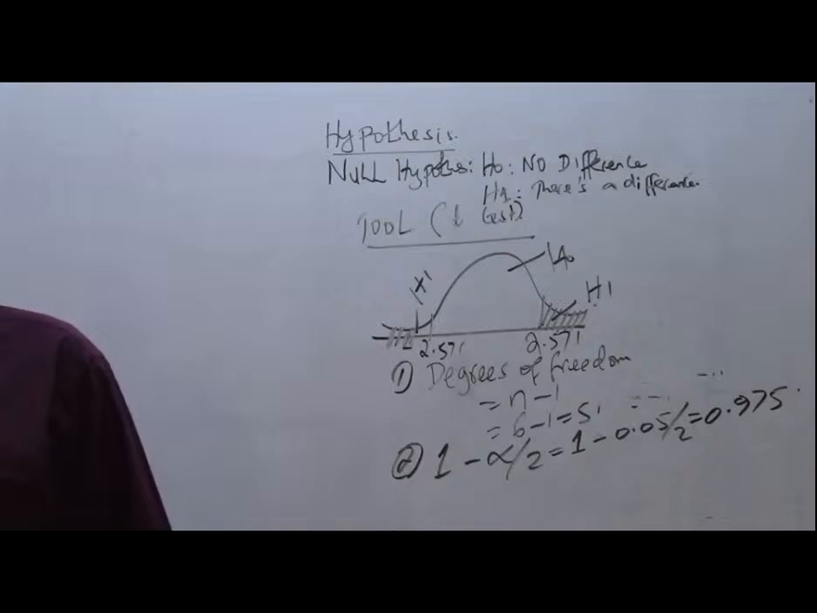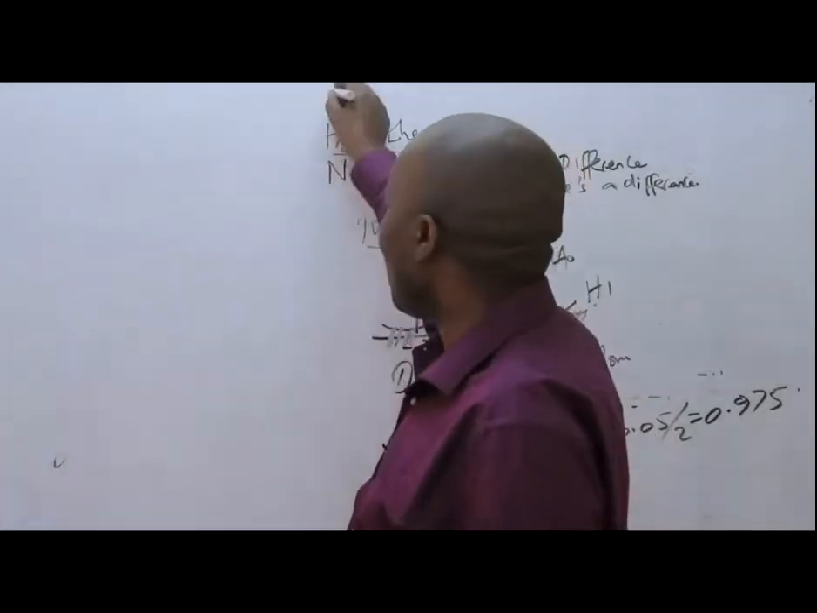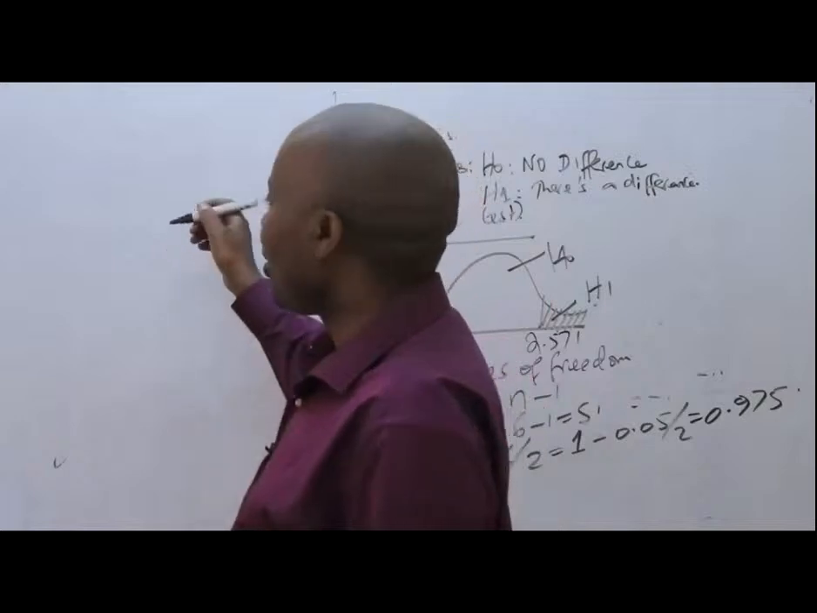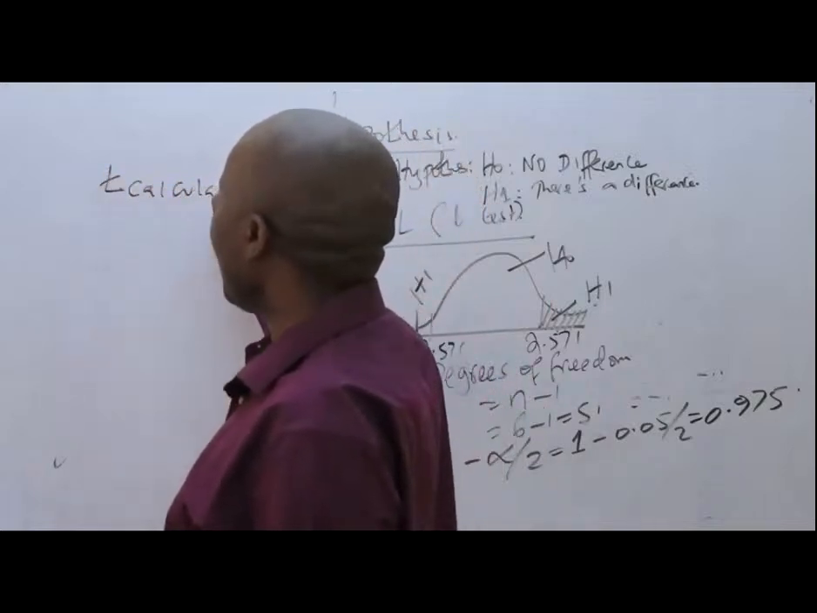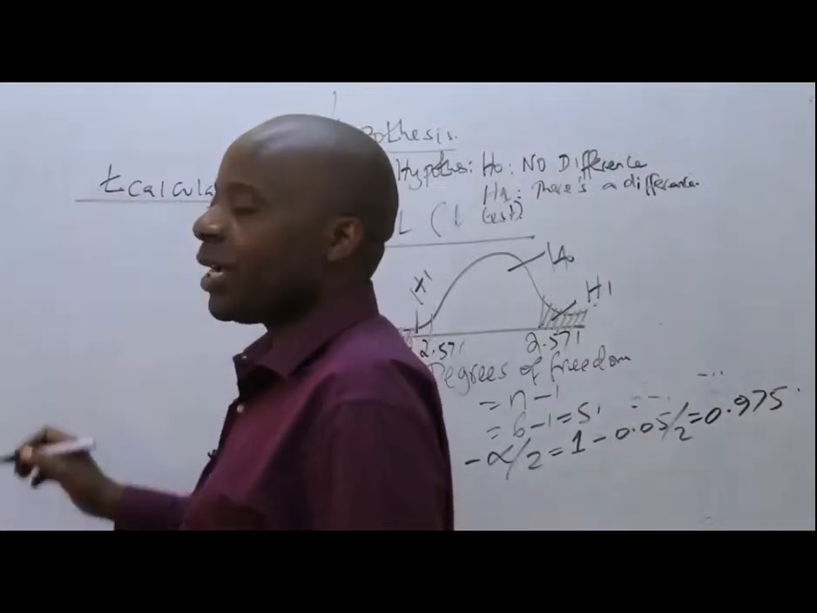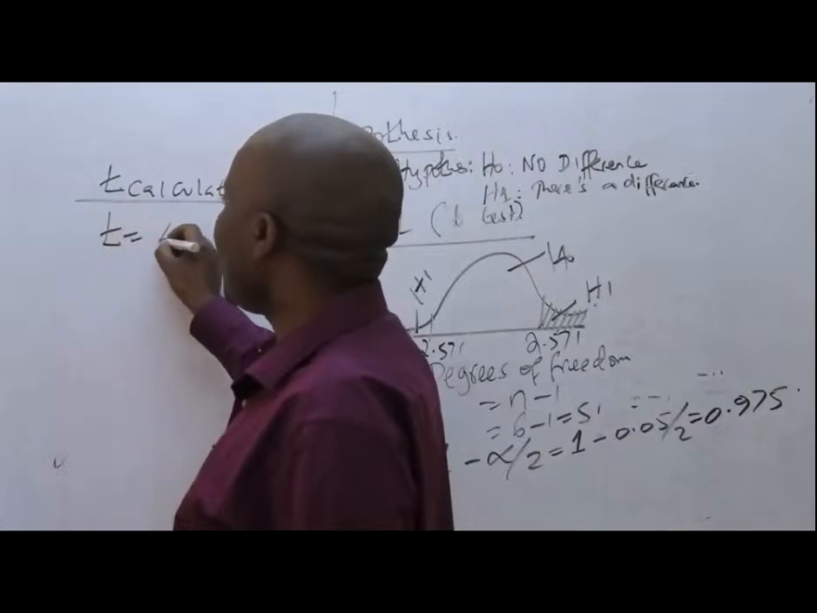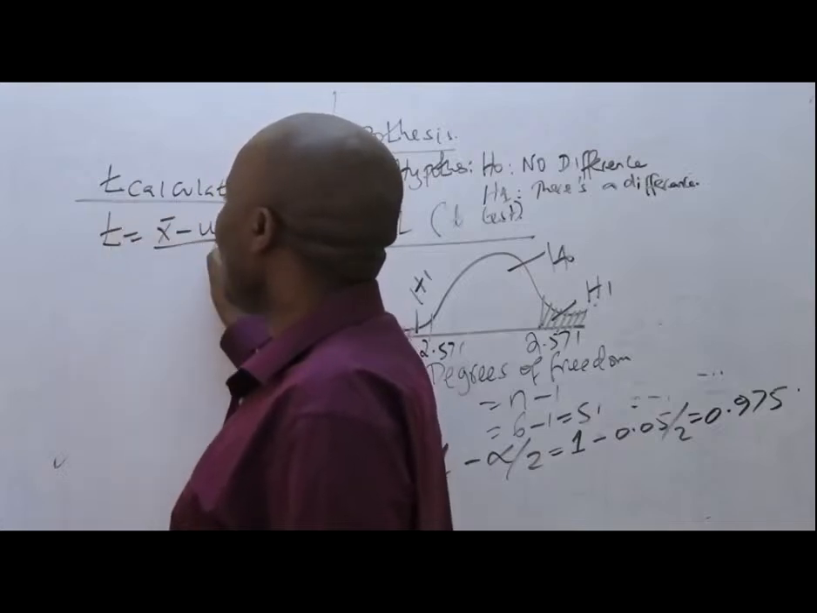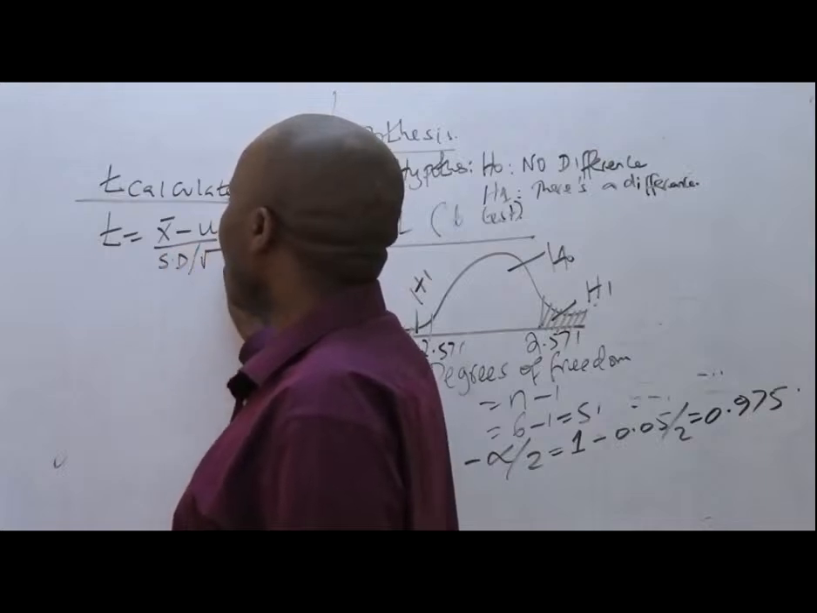The test itself, we calculate what we call T calculated. So under T calculated, we know the formula. T calculated is x bar minus mu, all over the standard deviation that we have divided by root n.